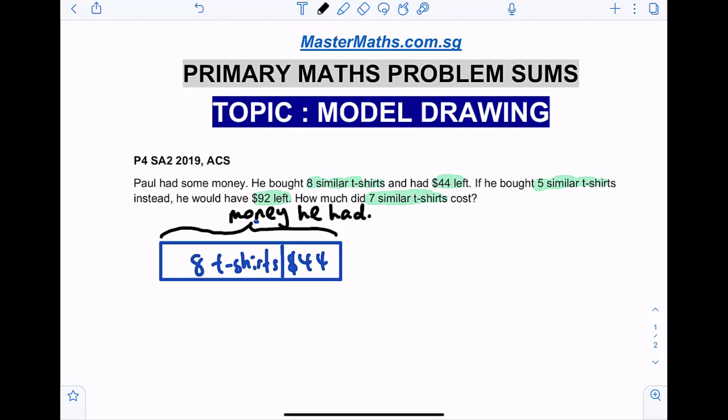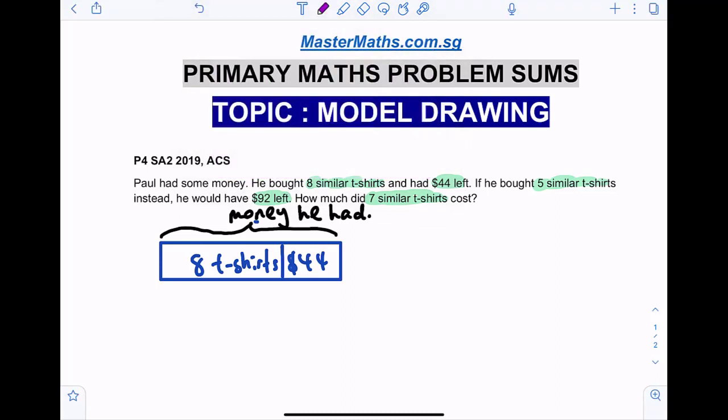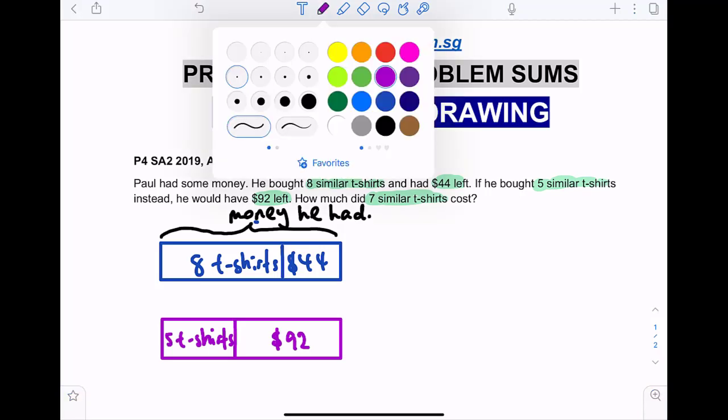Alright, now if instead of 8 t-shirts he decides to buy 5 t-shirts with the same amount of money he had, if he does not want to buy 8, he buys 5 instead. Okay, so it'll be lesser. 5 t-shirts. He would have $92 left. Okay, which means that we can do some tracing.